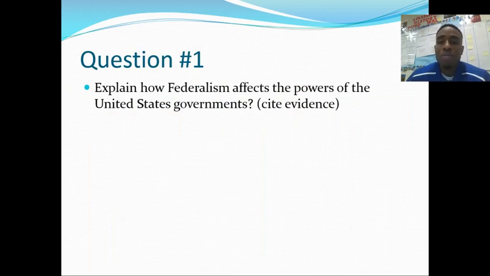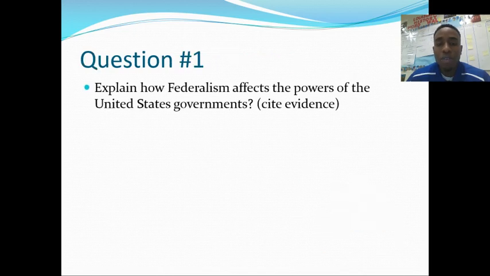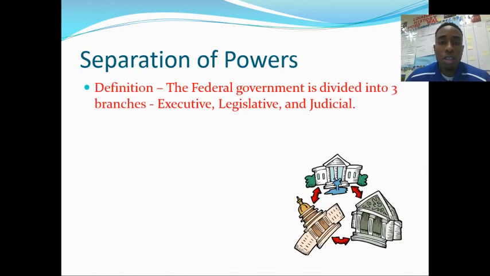Explain how federalism affects the powers of the United States government. Cite evidence. We had this question in class, and a lot of people were confused. And simply put, according to the text or the Venn diagram, or based on what you already know, federalism directly affects the powers of the United States by dividing them amongst the state and federal governments, and also identifying the shared powers as well. That should be your answer to that question.